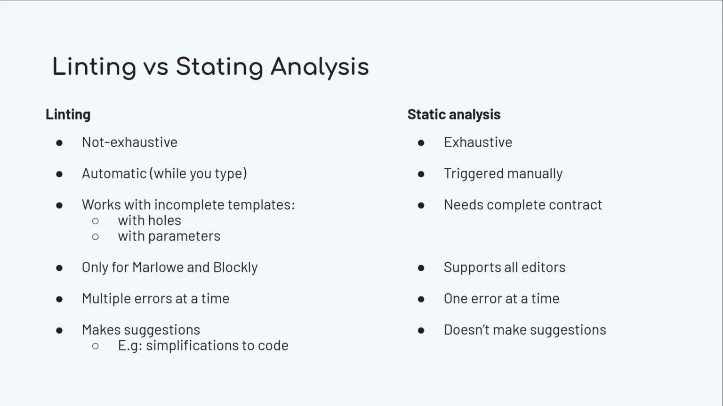On the other hand, static analysis is exhaustive. It checks every possibility. It has to be triggered manually by you. It won't happen automatically. And it needs a complete contract. It cannot have holes. And if it has parameters, you will be prompted to give values to those parameters. Unlike the linting, it supports all the editors and it only shows you the first error it finds at a time. If you want to find another error, you'll need to fix the first one first. And it also doesn't make suggestions.